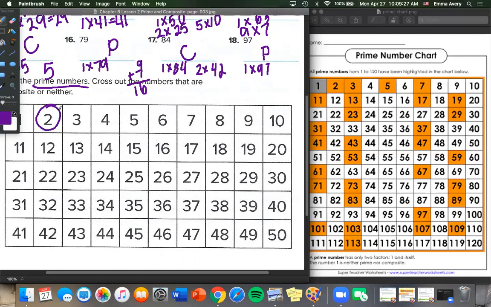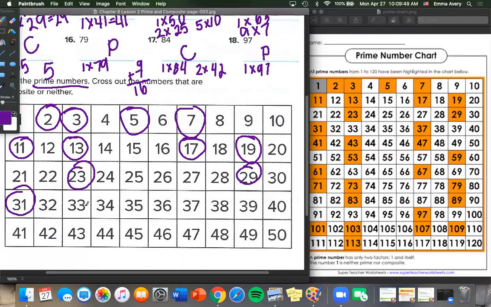So we're going to circle 2, 3, 5, 7, 11, 13, 17, 19, 23, 29, 31, 37, 41, 43, and 47. And what do you notice about these numbers?